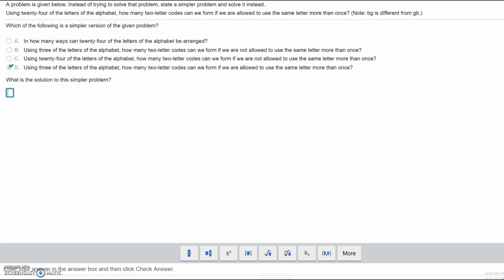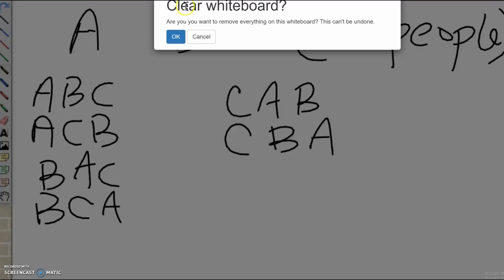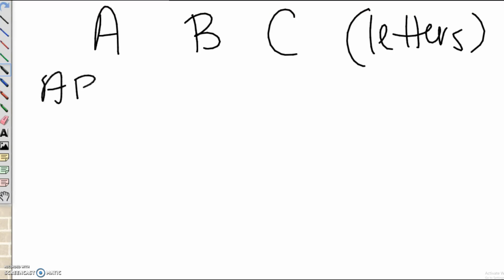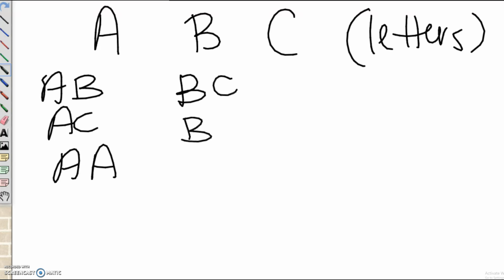So let's go back to our whiteboard and let's draw it out. All right, so this time my A, B, and C are going to actually be any letter of the alphabet, okay? And we want 2-letter combinations, so we could have AB or AC. We could also have AA because we can use the same letter more than once. Following this same kind of train of thought, we could have BC, BA, or BB.